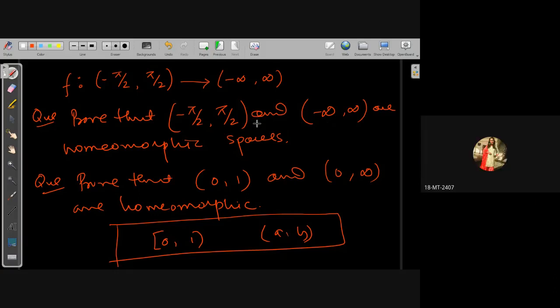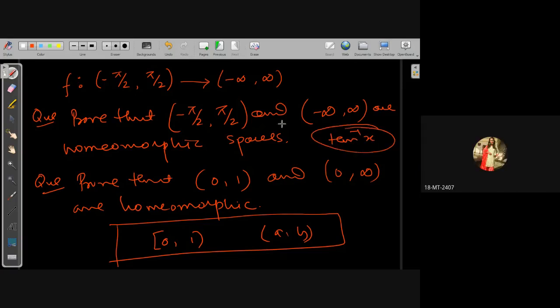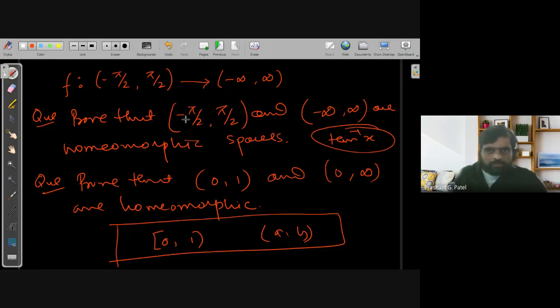Sir, just f(x) equal to tan inverse of x, not tan x. Ha, tan x. Tan x is from this to this, that means from R to this. But tan inverse of x is from this to this. What about this one? It maps 0 to 0 and maps 1 to infinity. So you know that log 1 is infinity, so the function is log x. That you can check.